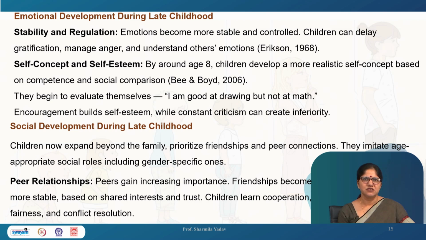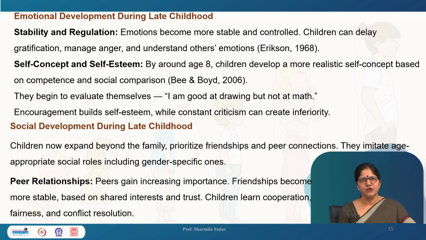Self-concept and self-esteem. By around age 8, children develop a more realistic self-concept based on competence and social comparison. They begin to evaluate themselves. I'm good at drawing, but not at maths. I'm good in sports, but not that much in academics. Encouragement builds self-esteem, while constant criticism can create inferiority in them. Social development during late childhood.